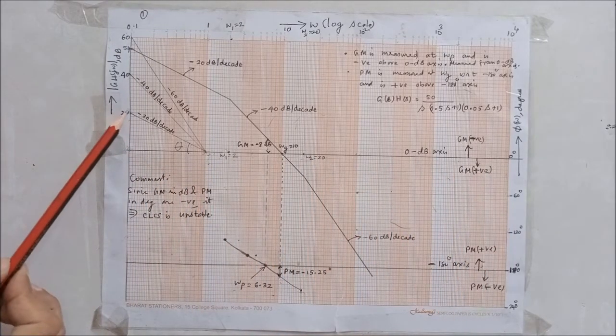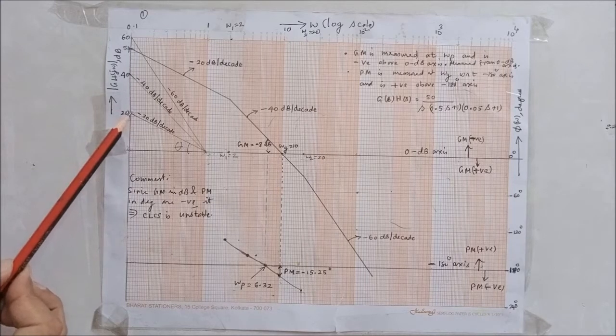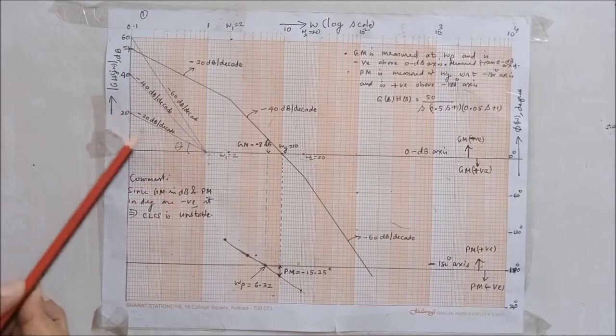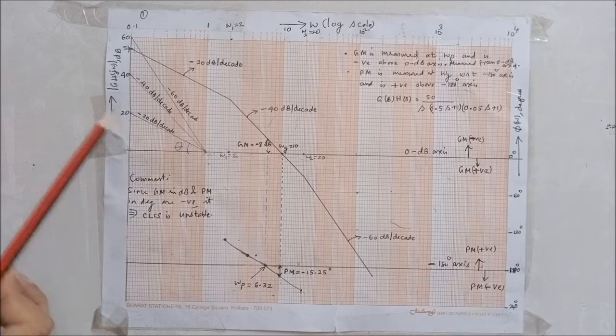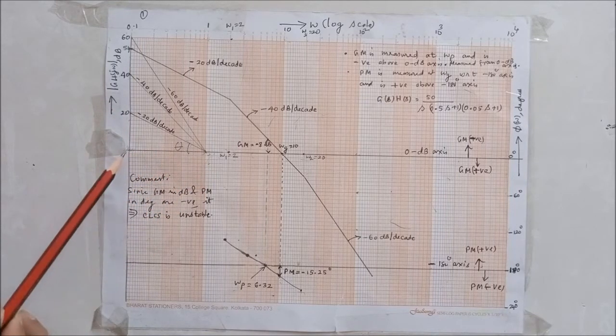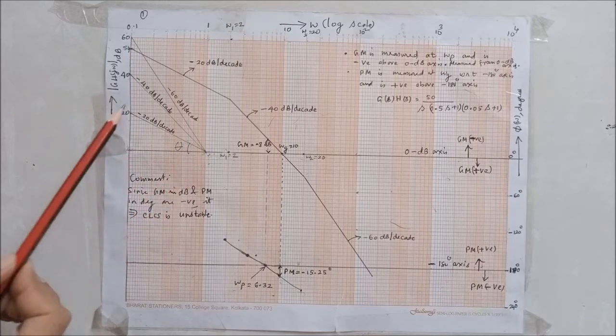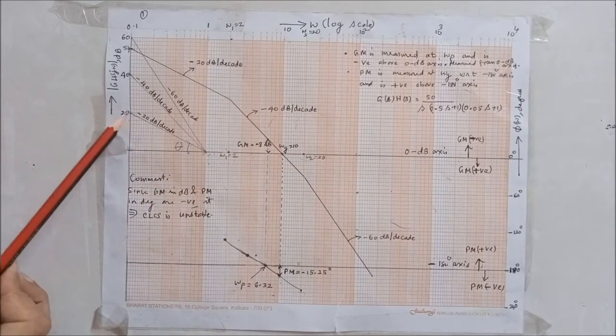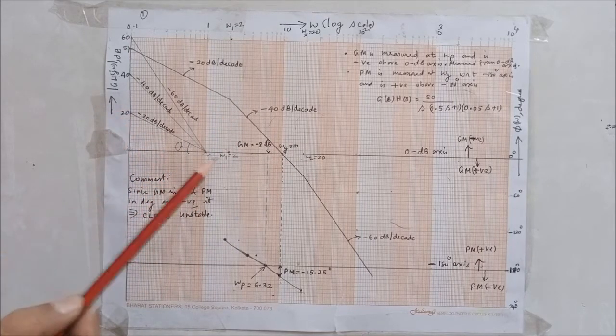Now, draw these reference slope lines. Connect 20 and 1. How do you define slope tan theta? Opposite side by adjacent side. The opposite side is 20 dB. The adjacent side is 1 decade. So the slope is 20 dB per decade, with a minus sign because the slope line is falling.